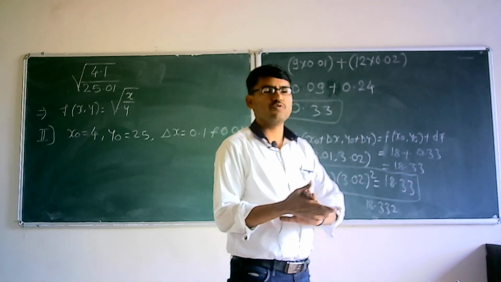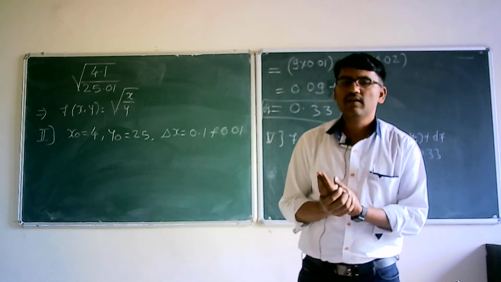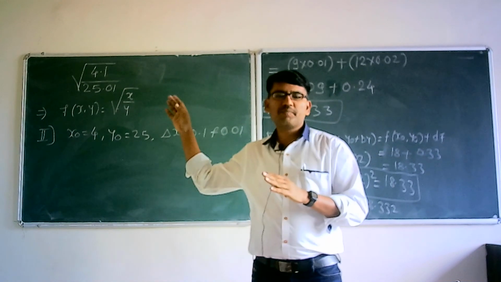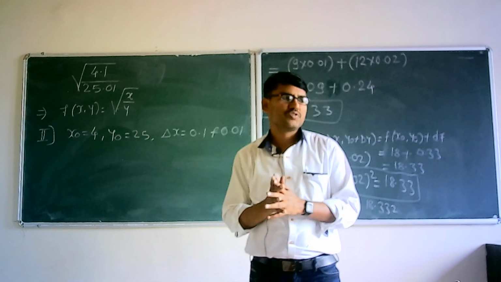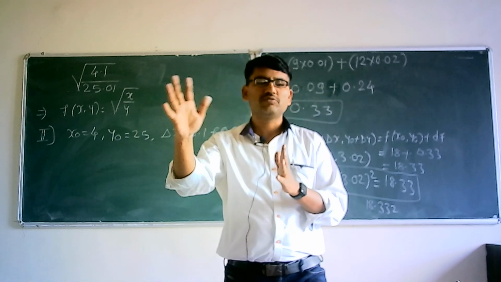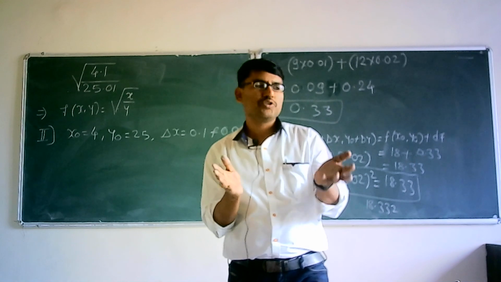All the information I have given here, by using the formula f of x0 plus delta x, y0 plus delta y is equal to f of x0 y0 plus df, using that formula, try to evaluate an approximate value of this function, and also check this answer with your exact answer by using a calculator. So today we are going to stop here.